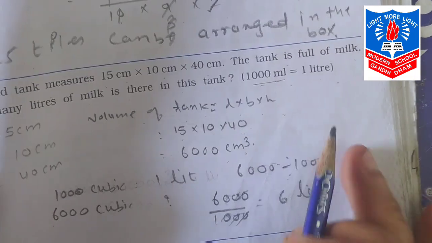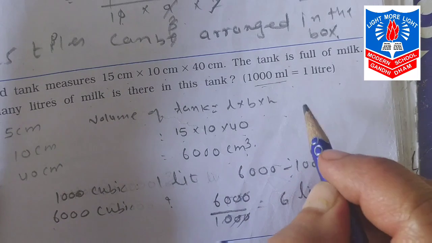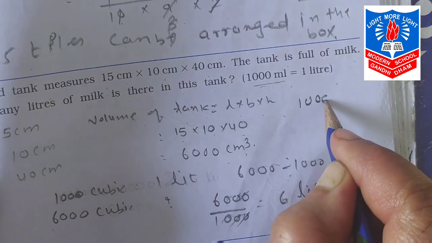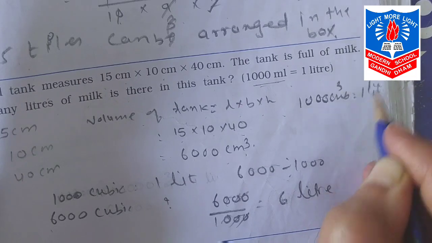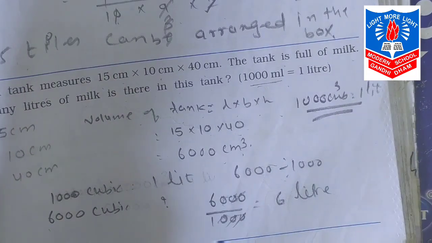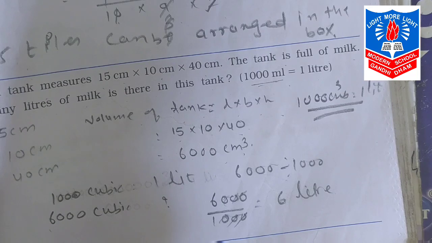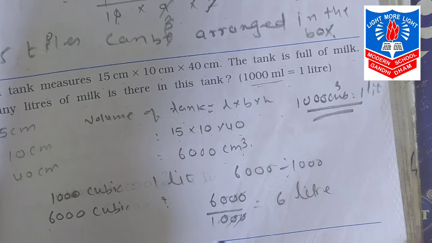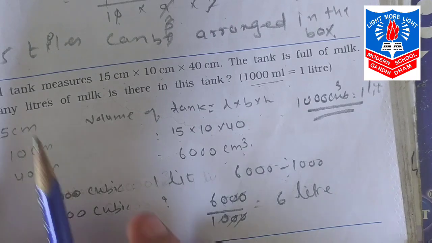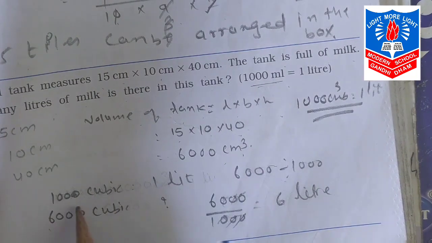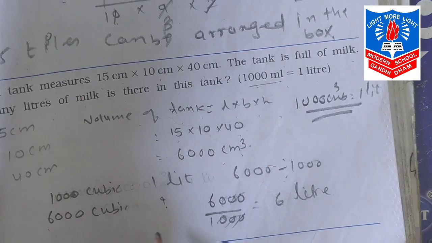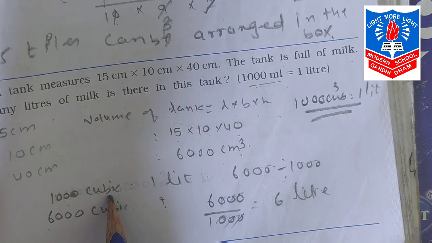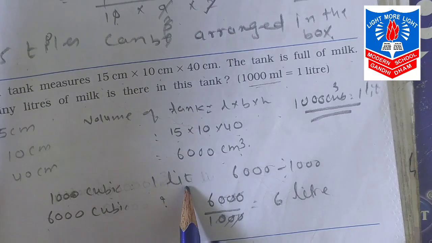Here you write the unit, 1000 cubic centimeter is equal to 1 liter. Write this down: 1000 cubic centimeter is equal to 1 liter. The answer we need to find is how many liters. Okay, how many liters? So we write 1000 cubic centimeter. What do we have to convert to? Liters. So 1000 cubic centimeter is equal to 1 liter.